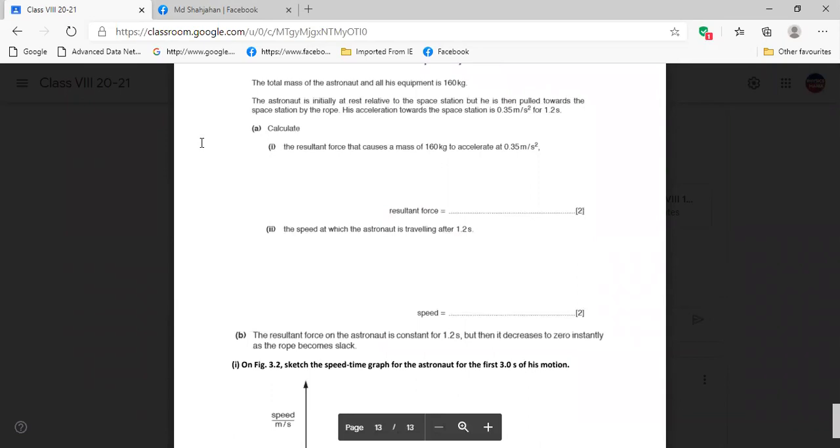The total mass of the astronaut and all his equipment is 160 kilograms. The astronaut is initially at rest related to the space station, but he is then pulled towards the space station by a rope. The acceleration towards the space station is 0.35 meter per second squared for 1.2 seconds. A, calculate, number 1, the resultant force that causes a mass of 160 kilograms to accelerate at 0.35 meters per second squared.